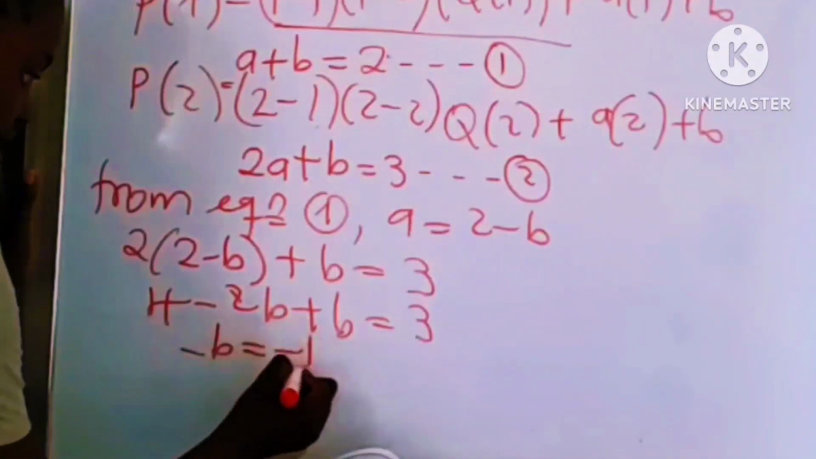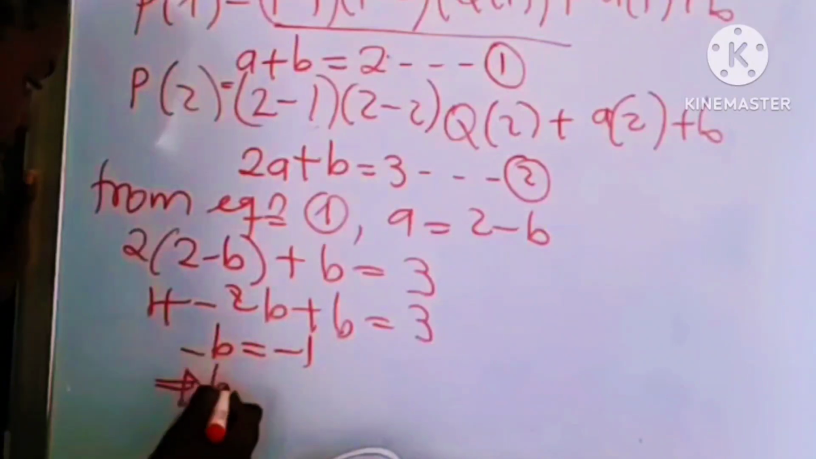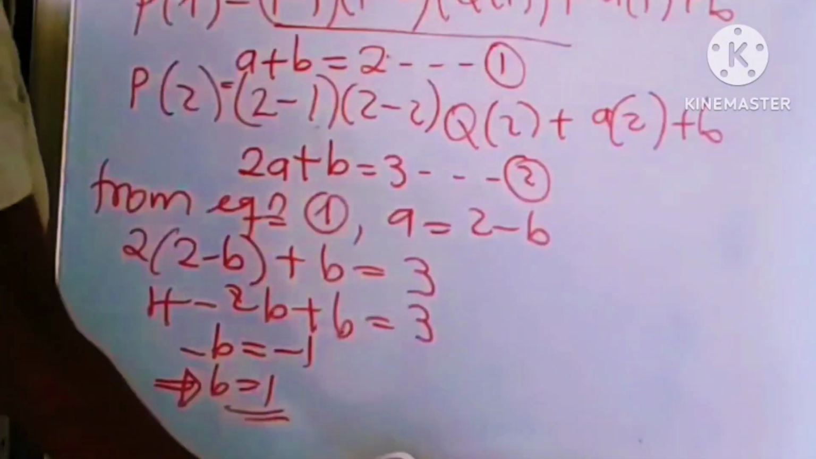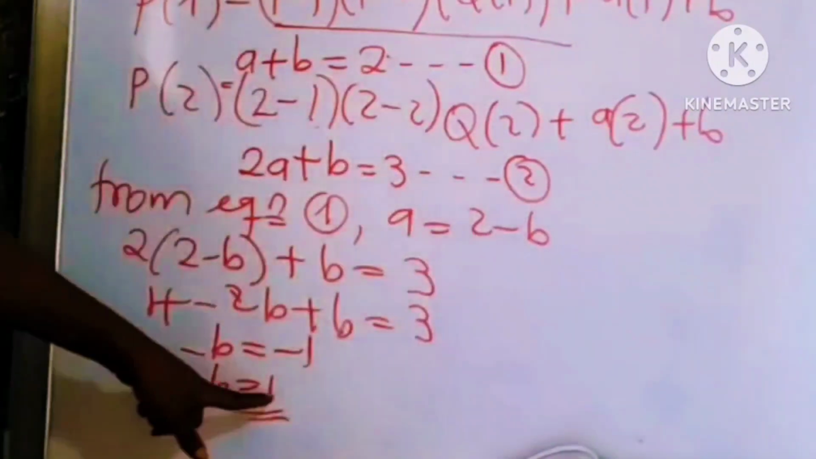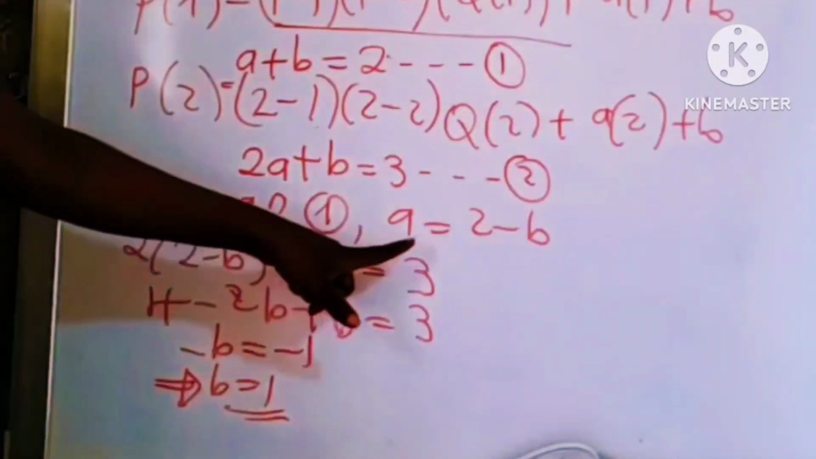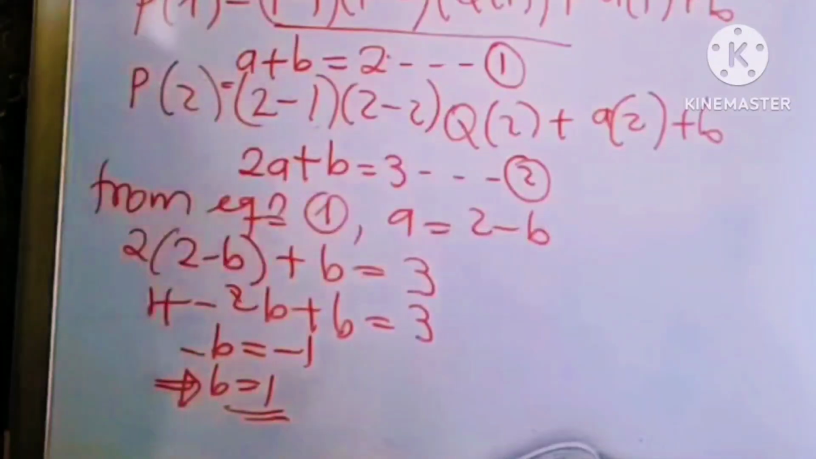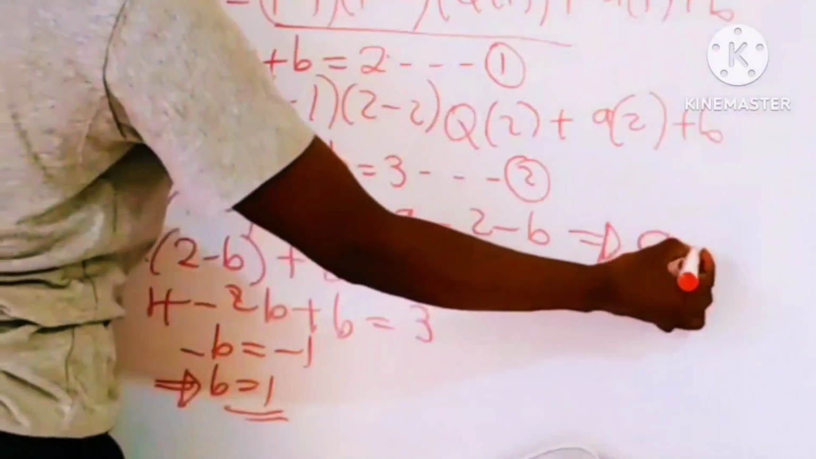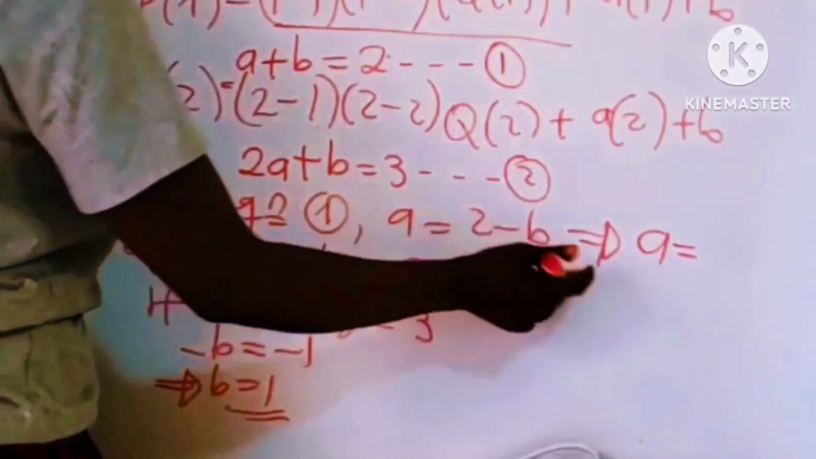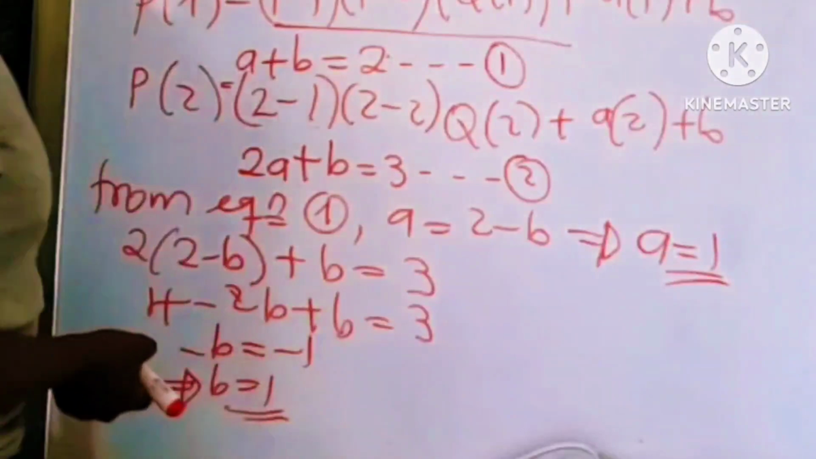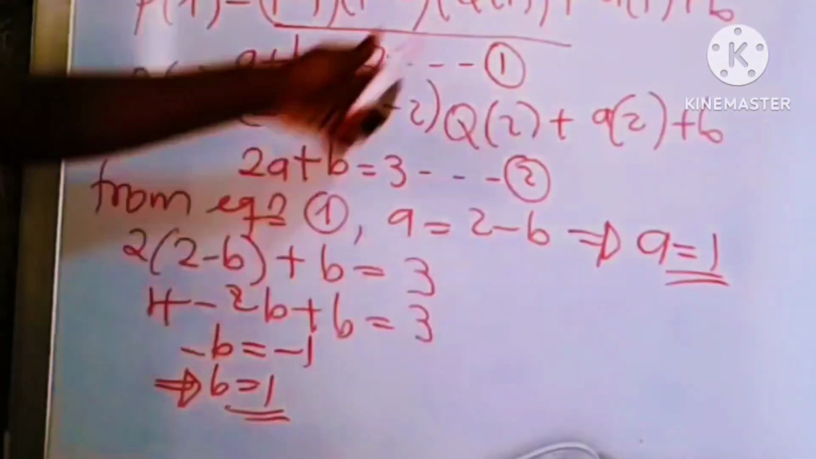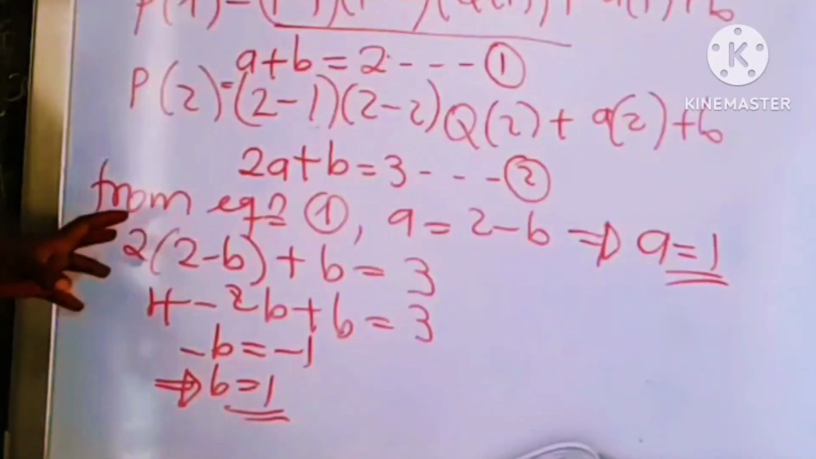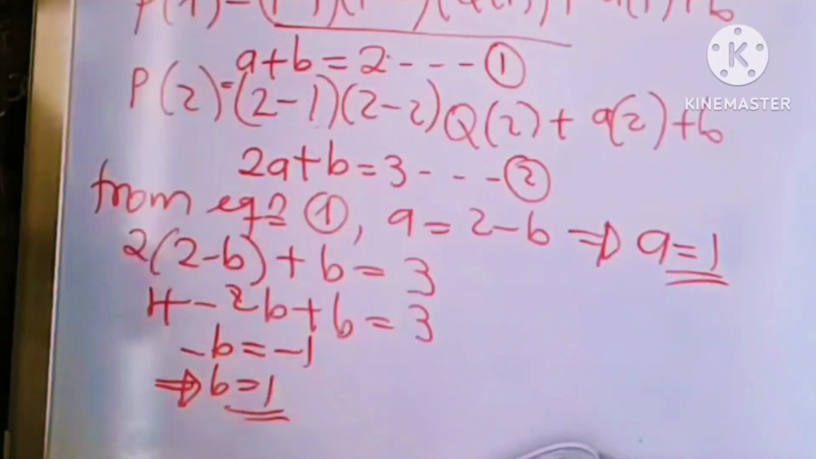Negative B is equal to negative 1, implying that B is equal to 1. Now if B is equal to 1, substituting B here implies that A is equal to 2 minus 1. So A is equal to 1 and B is equal to 1. I've done the first part of our equation, and we've used the aspect of factor theorem and the remainder theorem.